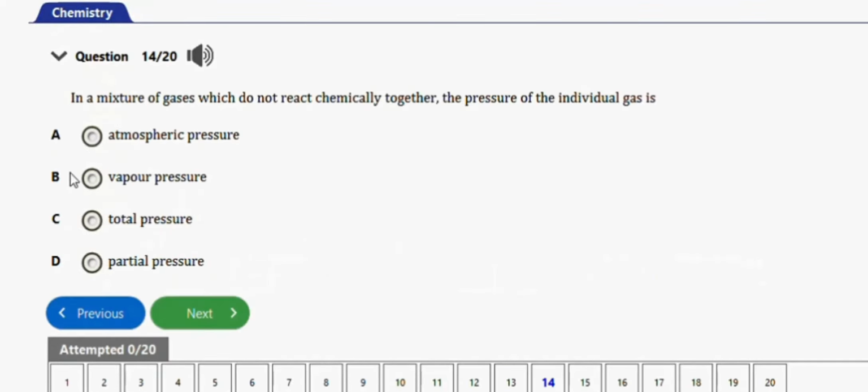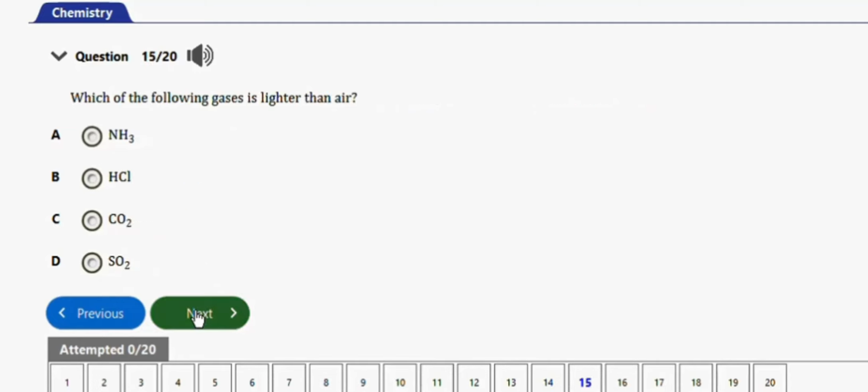So it says, the mixture of gases which do not react chemically together, the pressure of individual gas is the partial pressure. Alright, take note of this question as well. Next question is this one, it says which of the following gases is lighter than air? I think we have answered it already. It is ammonia, option A.